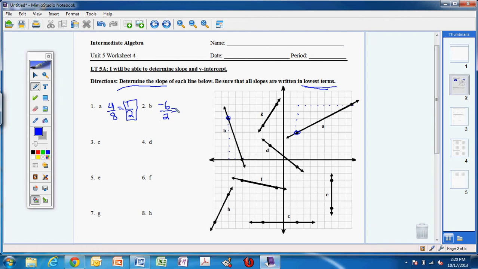So in this case, my slope is negative 6 over 2. But I can reduce both of those by 2. So negative 6 divided by 2 is a negative 3. And 2 divided by 2 is just 1. So it could be negative 3 over 1 or just negative 3. Okay? So moving on, that's the slope of line B.